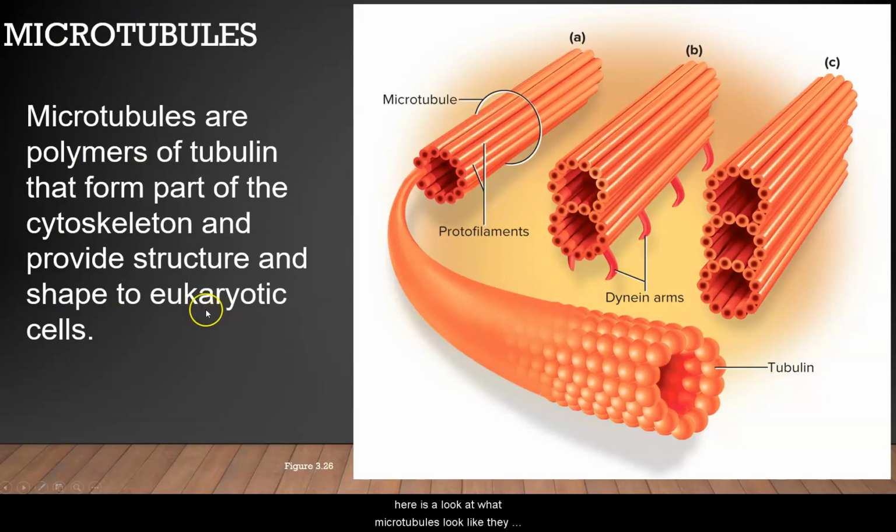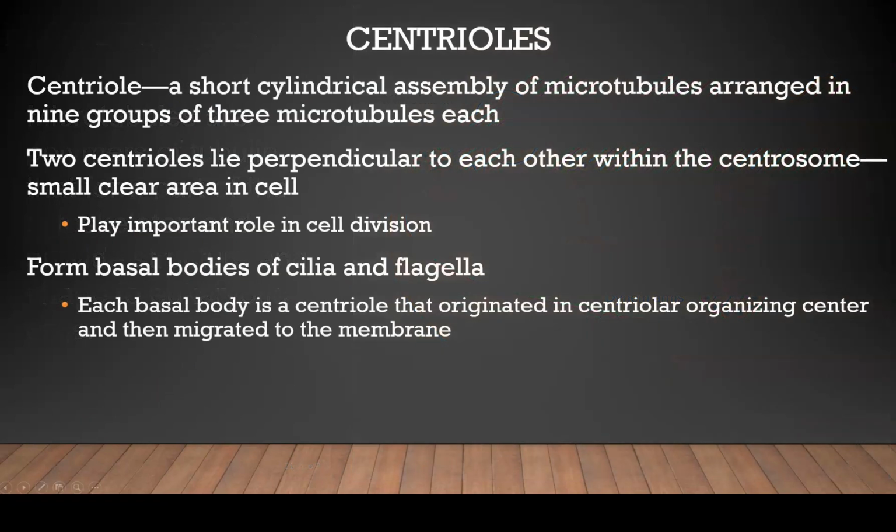Here's a look at what microtubules look like. They are polymers of that subunit tubulin. These little circular balls here are individual monomers of tubulin. You put them together to make the polymer microtubules, and they provide structure and shape to eukaryotic cells.